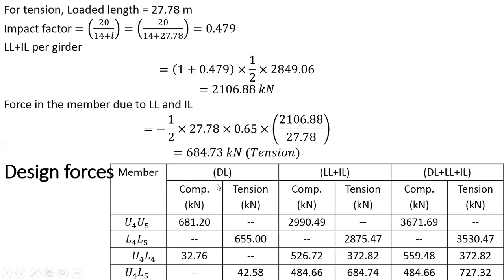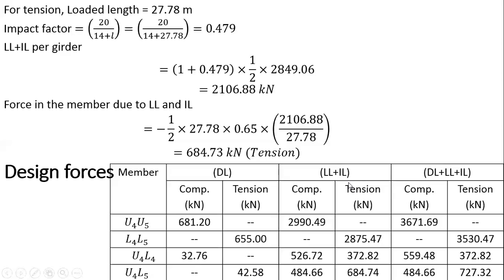For dead load, you will see that because this is your top chord member, there is only compression and no tension. Then for the lower chord member, no compression, only tension. Then for the vertical member, in the dead load we have compression force, and for this inclined member, we have the tension force.